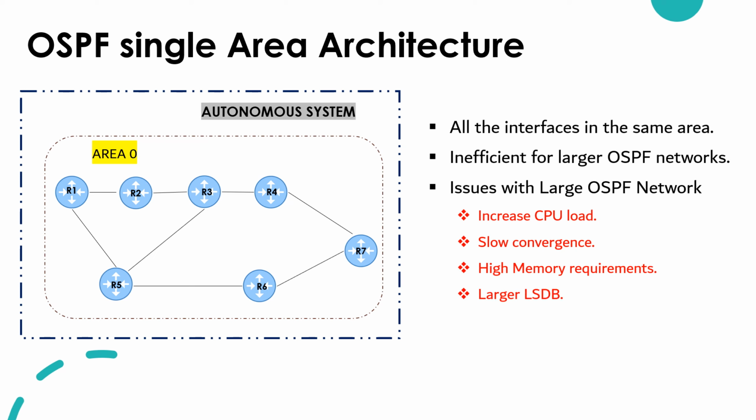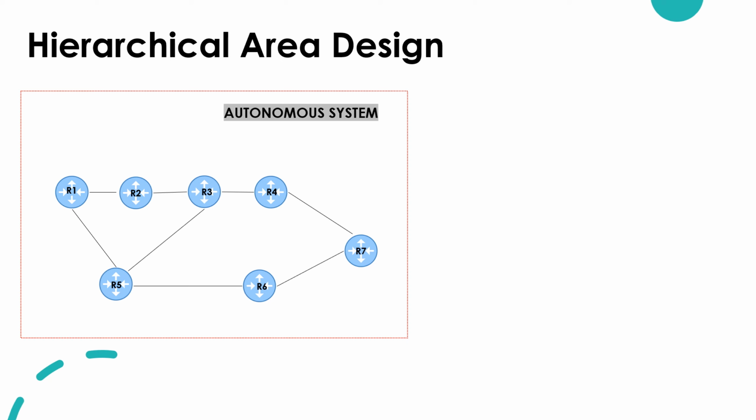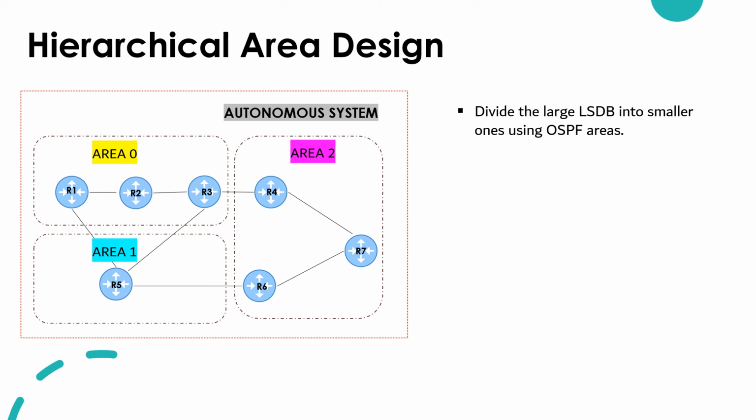The link state database will get larger and the routing table will get larger as well, which in turn will increase the number of LSAs flowing in the network. The solution is hierarchical area design. The solution is to divide the larger LSDB into smaller ones using OSPF areas.